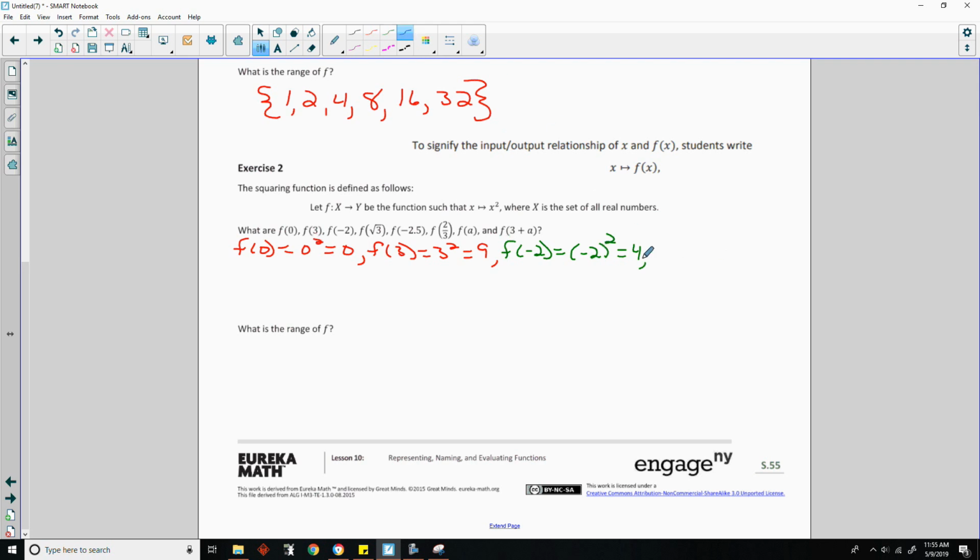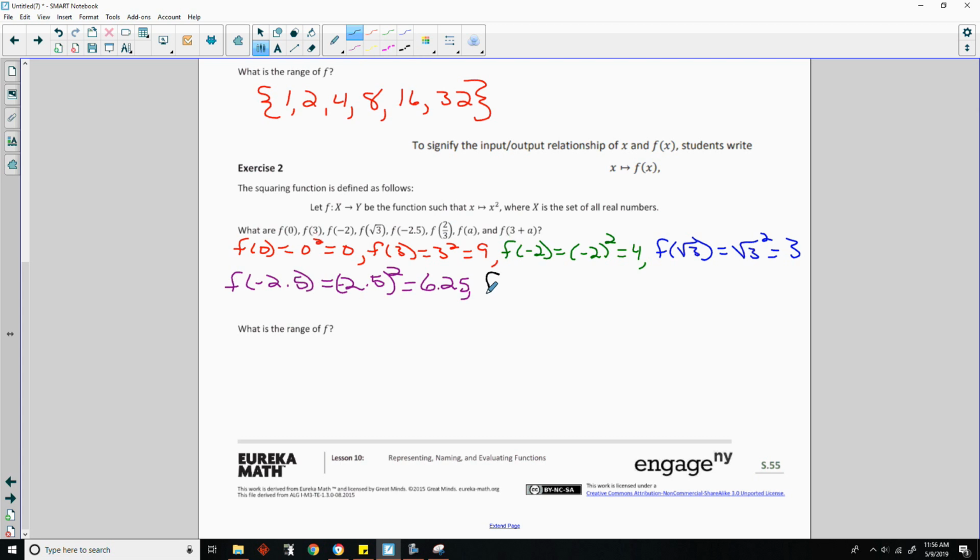So negative 2 squared is 4. And now we're at this one, f of the square root of 3, which equals the square root of 3 quantity squared, which equals 3. And then f of negative 2.5, which means negative 2.5 squared, which is positive. Negative times negative is positive, and 2.5 squared is 6.25.